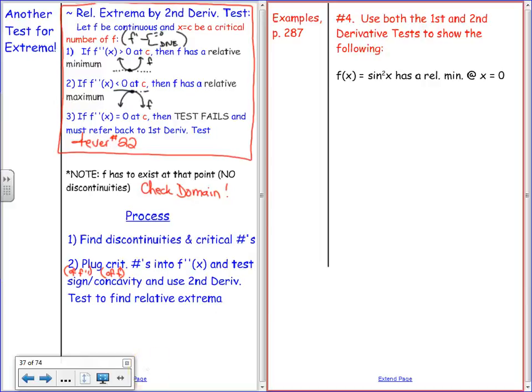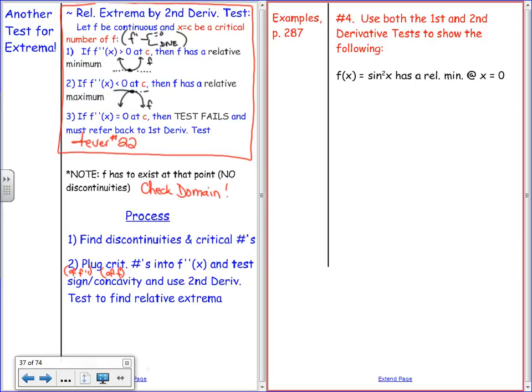Okay, first derivative test. I have to make a sign chart, and I have to look at the before, I have to look at the after, I have to look at the increasing or decreasing before, the increasing, decreasing after, and then say, as long as it's at a critical point, this is true, this is true, this is true. Second derivative, I do not have to make a sign chart.